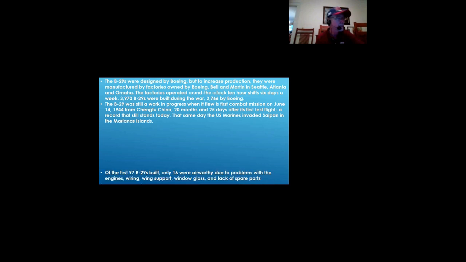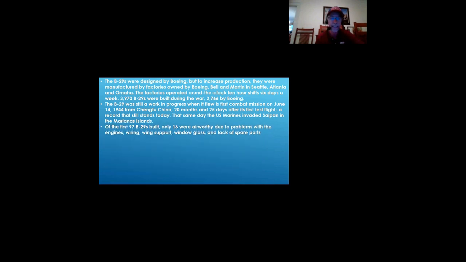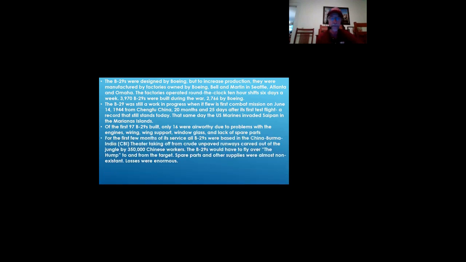There still were a lot of bugs in the plane, though, and of the first 97 B-29s built, only 16 were airworthy due to problems with engines, lack of spare parts, and wing support, and other problems. For the first few months, the B-29s were based in China because we had not yet taken over the Marianas Islands. We had no islands to fly from, so they had to fly from China all the way to Japan. They had to fly over the Himalaya Mountains, with planes that were still not completely free of bugs and problems, especially from lack of spare parts. So the losses were enormous, and it was just a disaster until they were able to get their own dedicated airfields closer to the home islands.